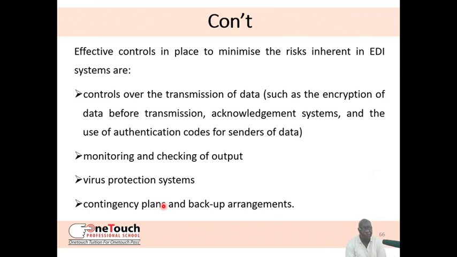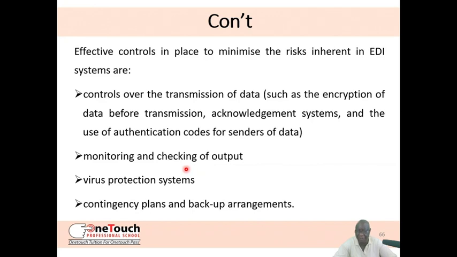What is the effective control in place? So make sure that there is an effective control in place to minimize the risk inherent in the systems. What are the effective controls you are expecting? Control over the transmission of data. Make sure there is proper control over the transmission of data. The second one is to make sure the monitoring and checking of output are done regularly and is very effective.